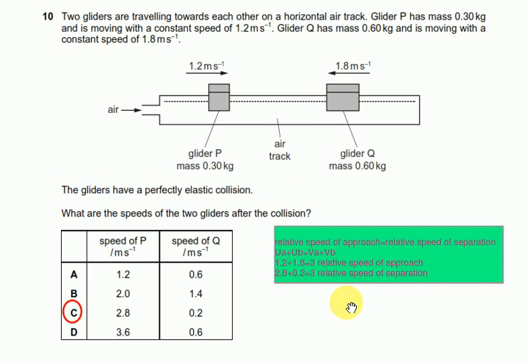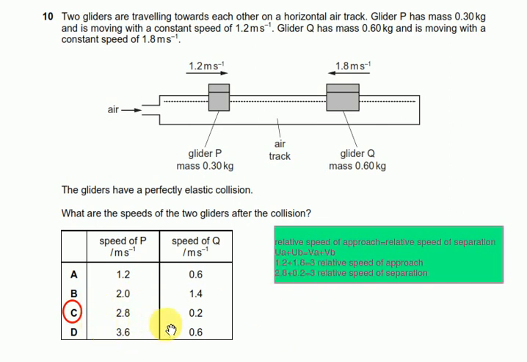So basically they have a perfectly elastic collision, so relative speed of approach equals relative speed of separation. The formula is UA plus UB equals VA plus VB. We have the values 1.2 plus 1.8 is 3. So 3 is the relative speed of approach. Now seeing this table, the relative speed of separation must also equal 3.